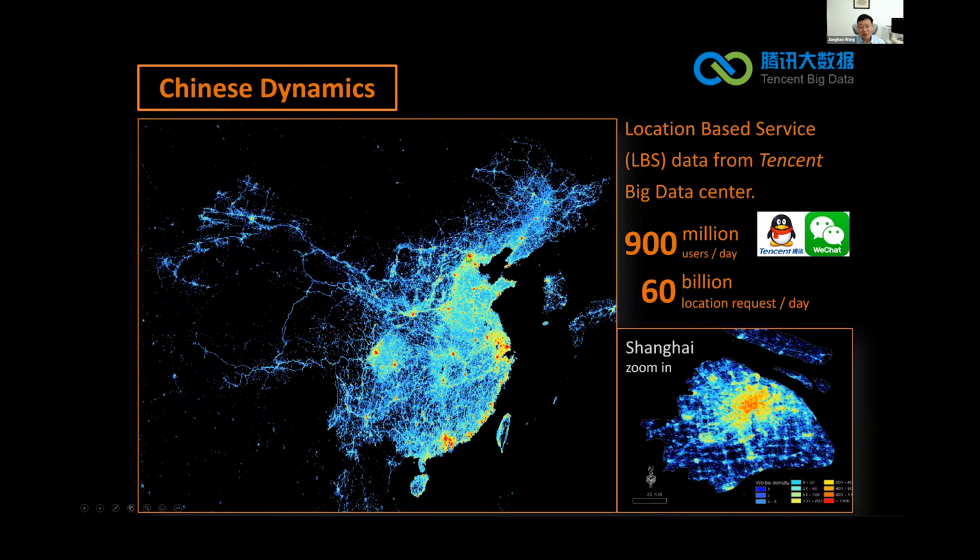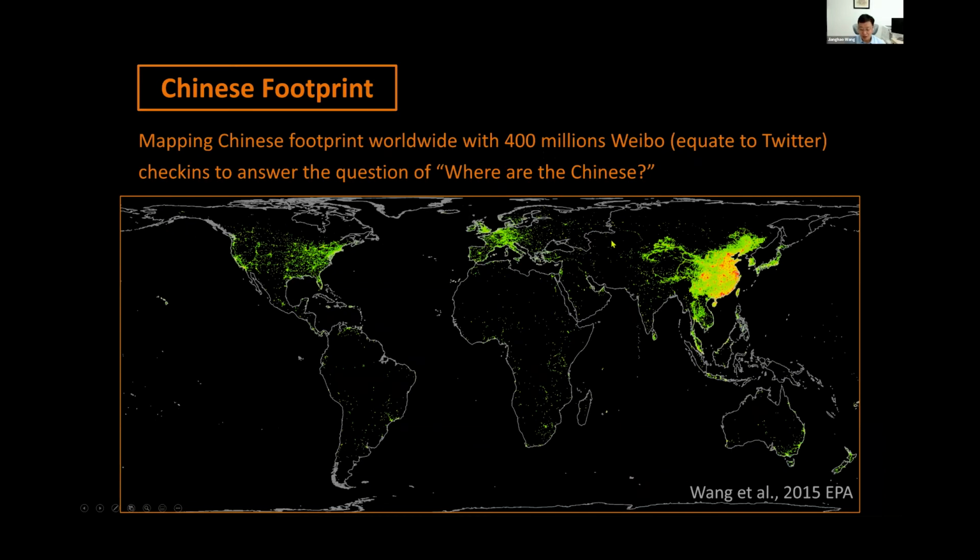Using this data, I just introduced one study I conducted several years ago. We're using the geotagged social media data, Weibo, which contains 400 million Weibo posts globally, because we all know that only Chinese use the Weibo dataset. So it can answer the very traditional question: where are the Chinese over the world? You can see it provides a very direct way of mapping the Chinese globally.